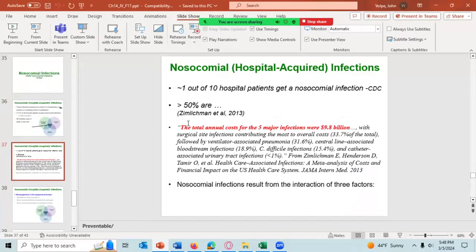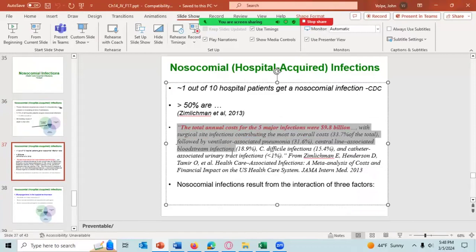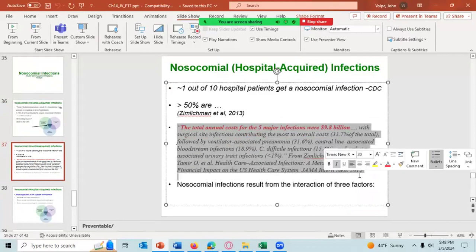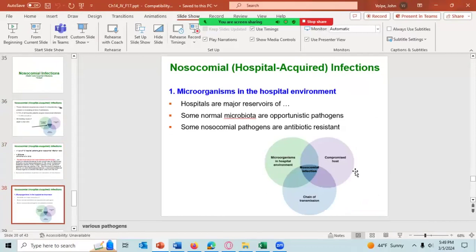And then there are major economic costs to the United States. You don't need to know that, but I'm just going to briefly mention that. Nosocomial infections result from the interaction of 3 factors in the hospital. First, microorganisms are present in the hospital or hospital-like environment. Hospitals are major reservoirs of sick patients, and these sick patients frequently have a nosocomial infective agent or some other agent which can spread and cause disease.